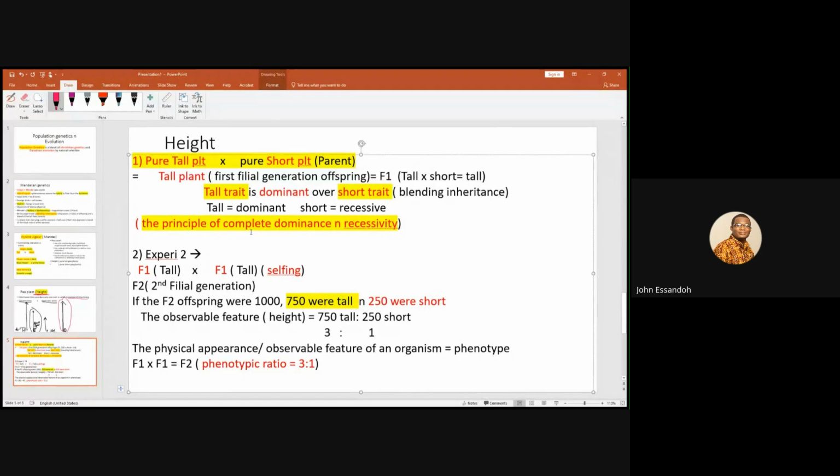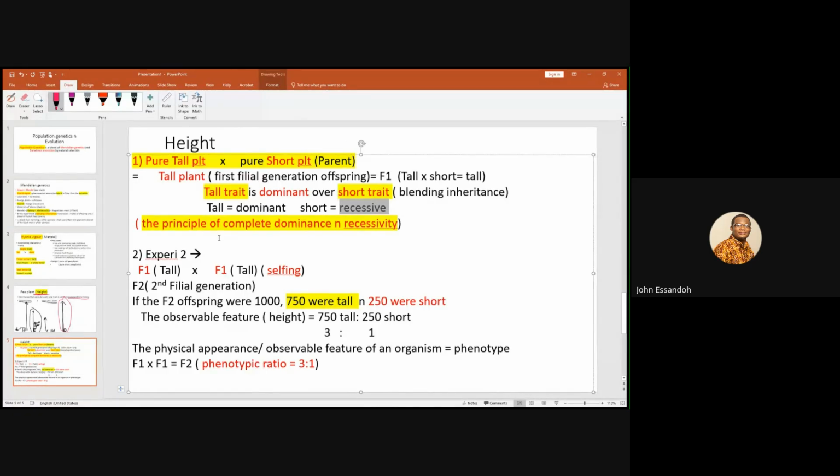The principle of complete dominance and recessivity, making the tall trait dominant over the short trait. Meaning that if tall is dominant, it means that short is recessive. Okay, good. So that is the message we took from Mendel's first experiment. Then it didn't end there.